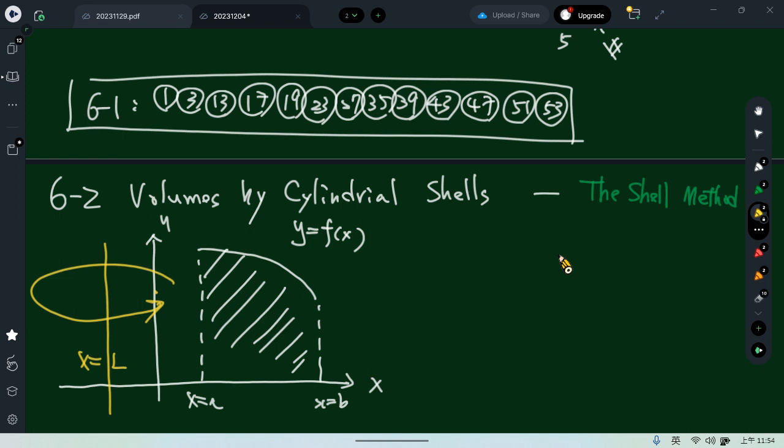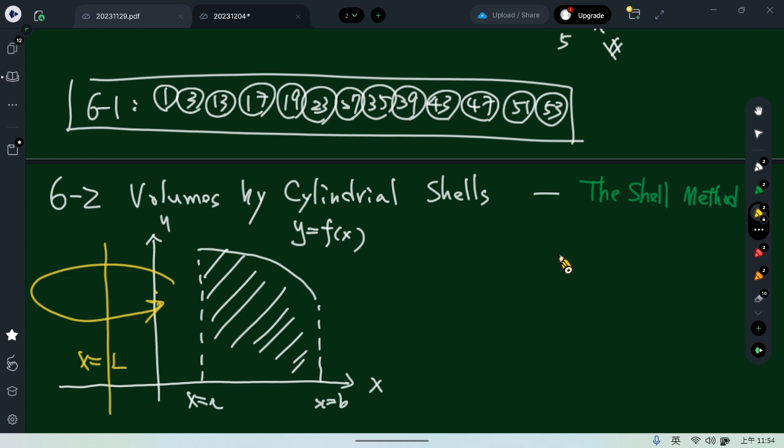They are a little bit different. In the past, I gave you y is equal to f of x, and the rotation is about this axis. But this time, the rotating axis is a vertical line.